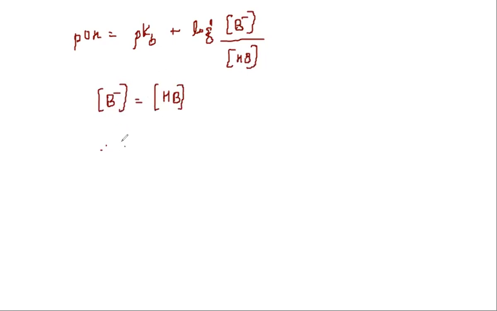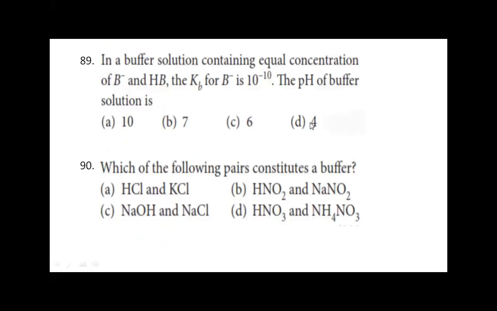Therefore, can I write pOH is equal to pKb, and therefore pOH is equal to 10. Yes, because here they have said Kb is 10 raised to minus 10. When you take pKb, it will come out to 10. Then find the pH. pH will be 14 minus 10, and that comes out to 4. So option 4 is the correct option.